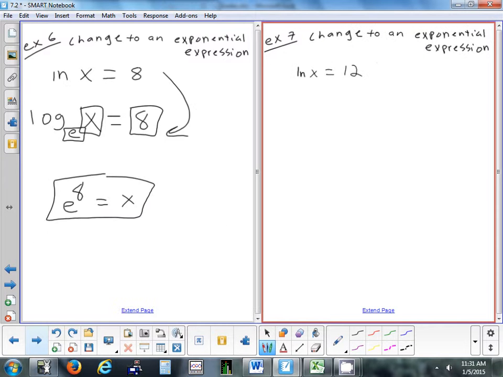Okay. Does everybody have the page on the left? All right.